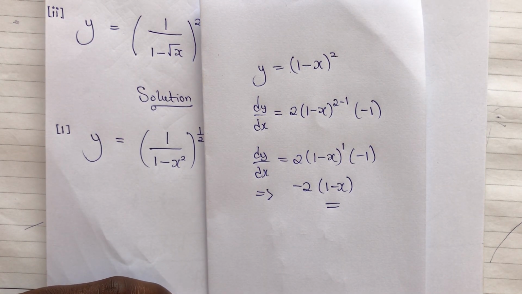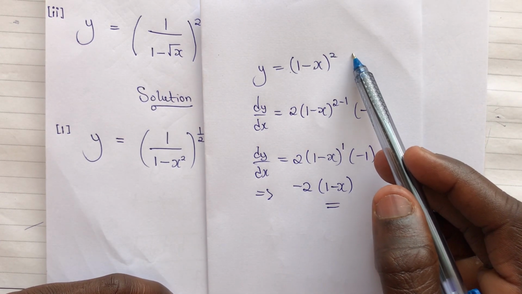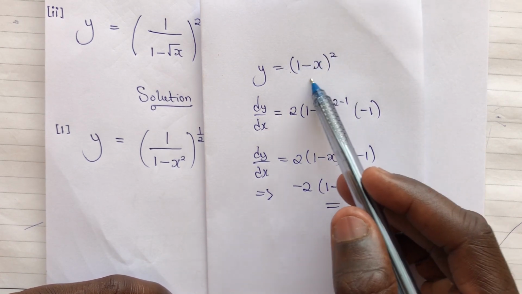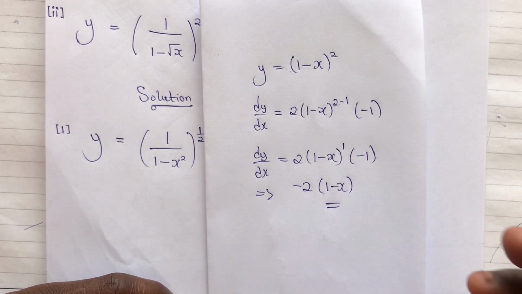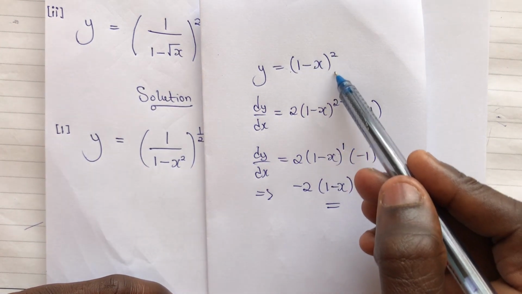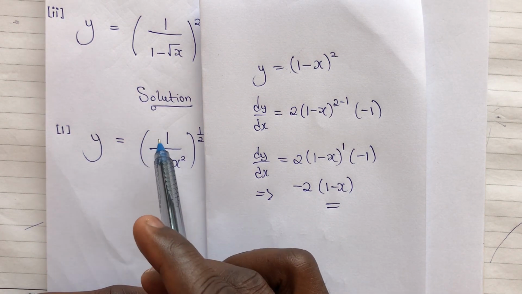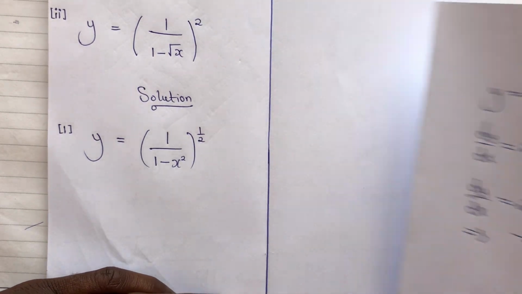You get it. So all you need to do is use the power to multiply, reduce the power by 1, then multiply the result by the derivative of what you have in the bracket. So that is the method I'm about to apply. You can also use chain rule to solve this. Now let's apply that method and see what we are getting.